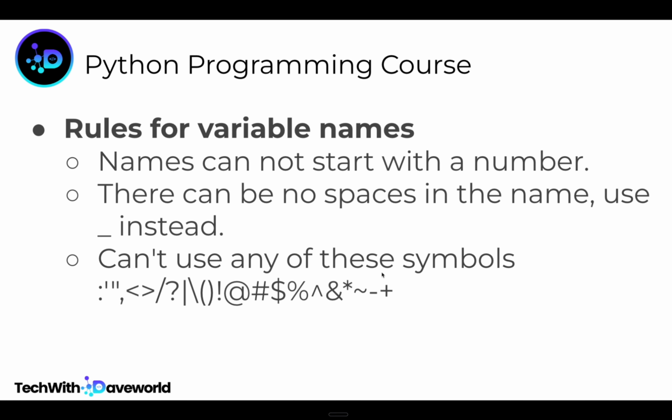And you can't use any of these symbols. You can't use any of these special characters. The only special character that is allowed is underscore, right? So you can't use colon, you can't use semicolon, you can't use angular brackets, you can't use the division, you can't use the question mark, and so on and so forth. So you can't use these symbols while naming your variable.